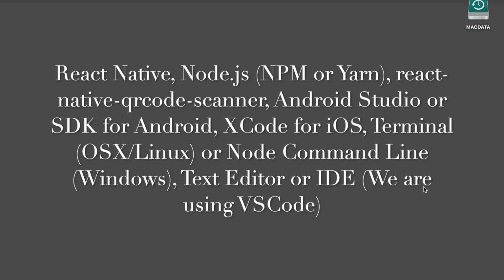The following tools, frameworks, and modules are required for this tutorial: React Native, Node.js, NPM or Yarn, React Native QR code scanner, Android Studio or SDK for Android, Xcode for iOS, Terminal, OS X or Linux, or Node's command line for Windows, text editor or IDE. We are using VS Code. Before starting the main steps, make sure that you have installed Node.js and can run npm or yarn in the terminal or command line. To check the existing or installed Node.js environments, open the terminal or Node command line, then type this command.